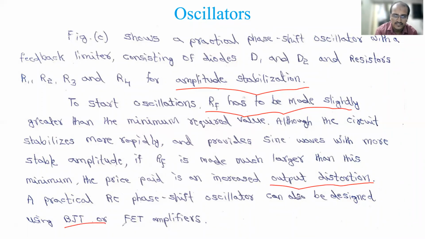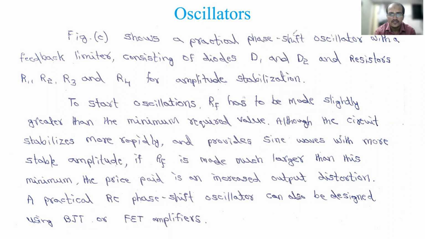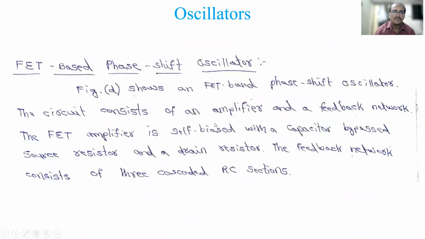Okay, so we have a junction FET and the BJT type amplifiers. Based on that, we can also do the oscillator circuits. This is about the introduction of oscillator, whatever we have discussed, and then we discussed what a phase shift oscillator looks like: a general amplifier and three RC sections. Then we considered the op-amp based RC phase shift oscillator. Next, the important one, the FET based phase shift oscillator.